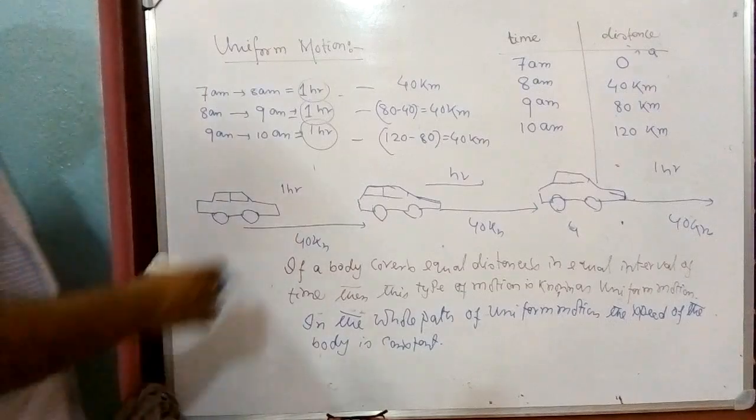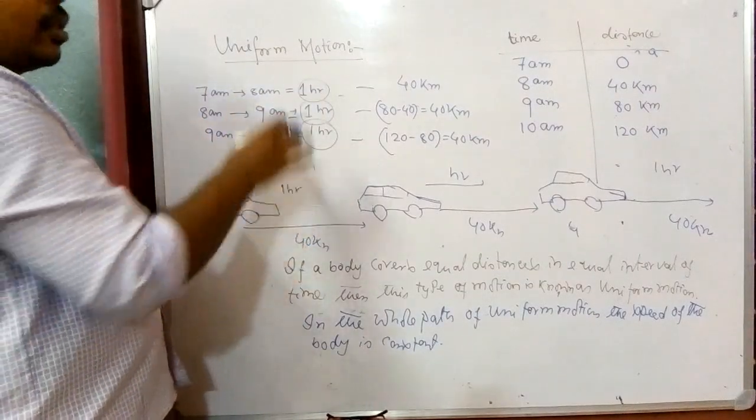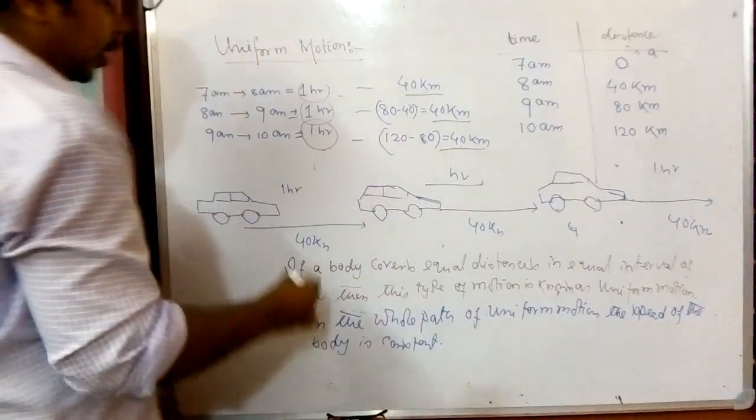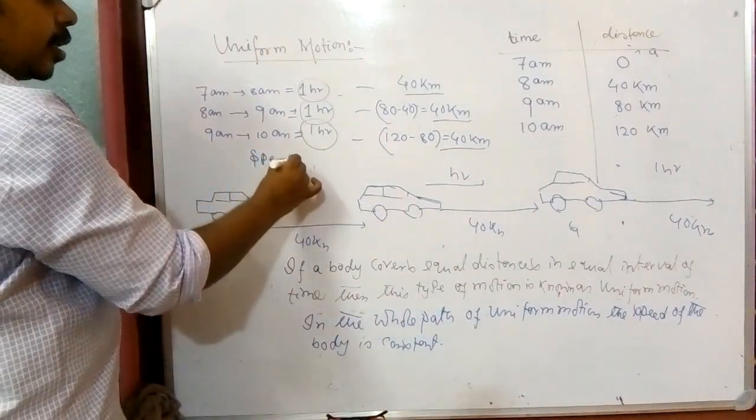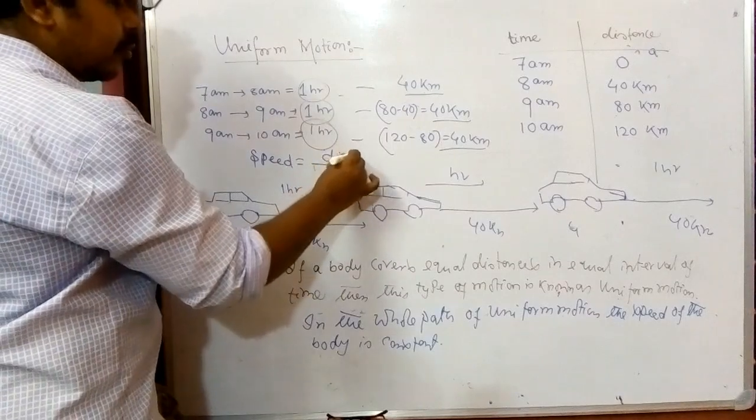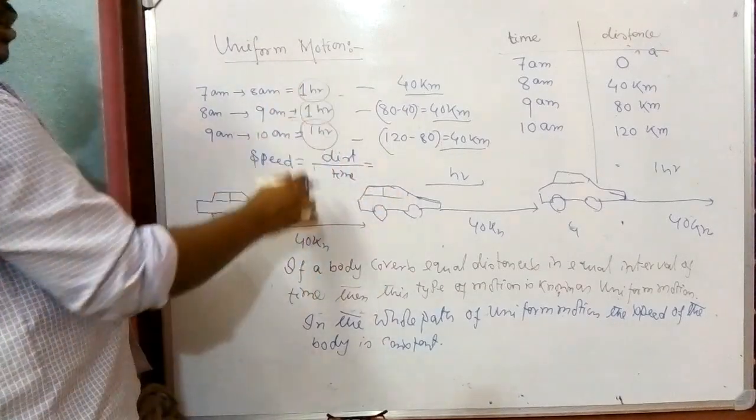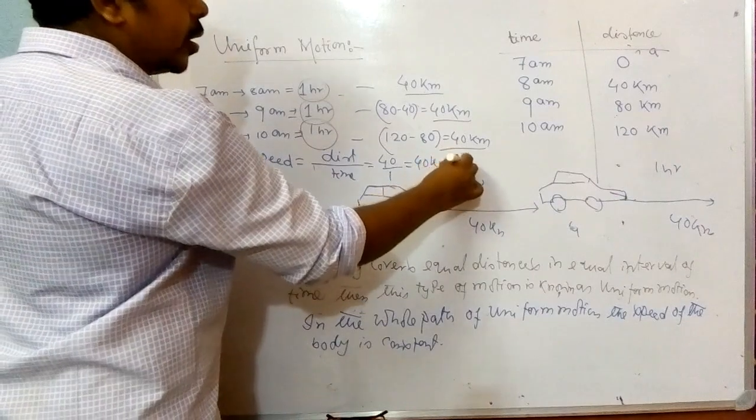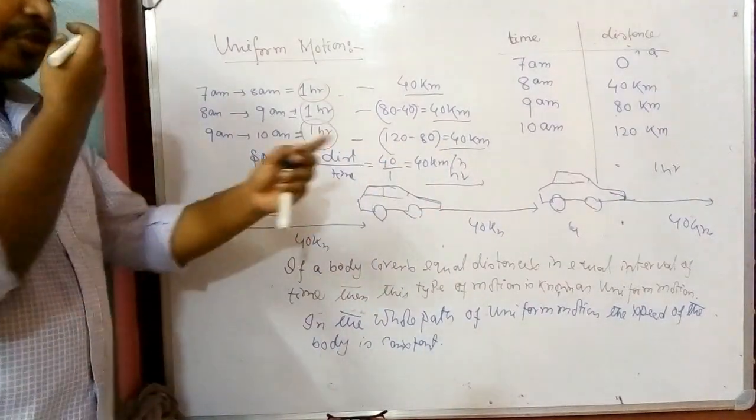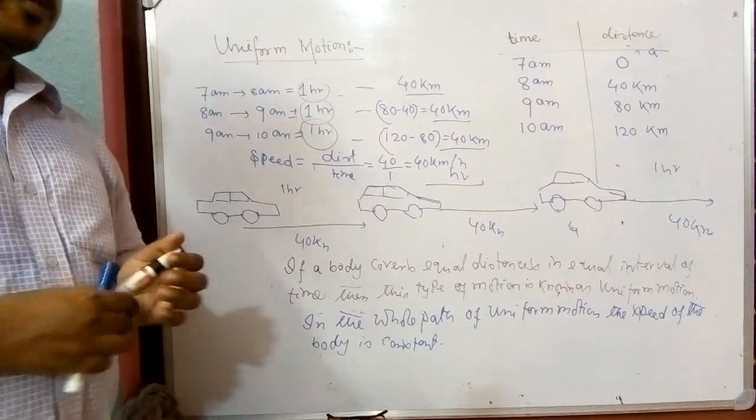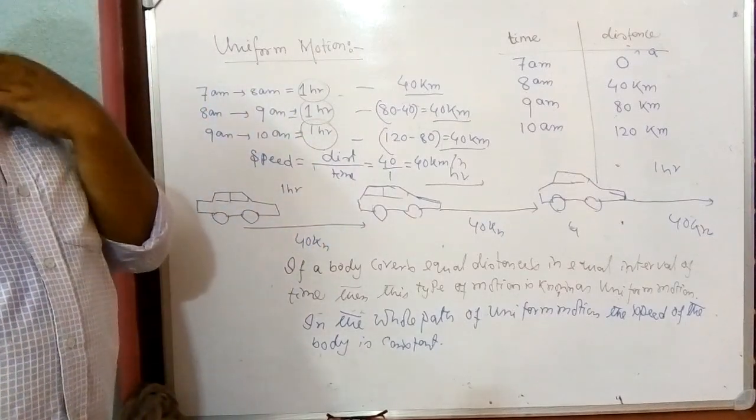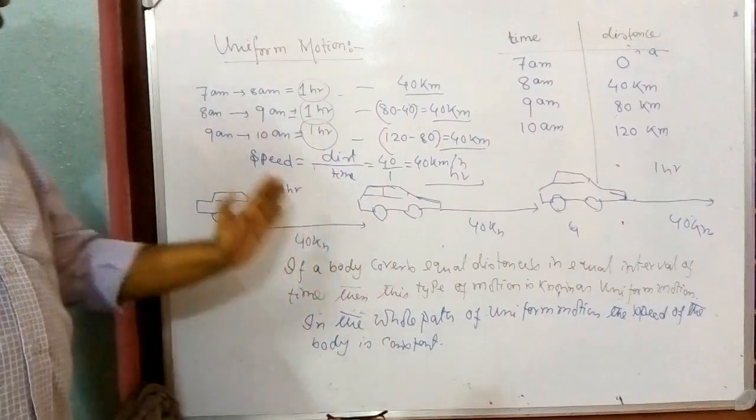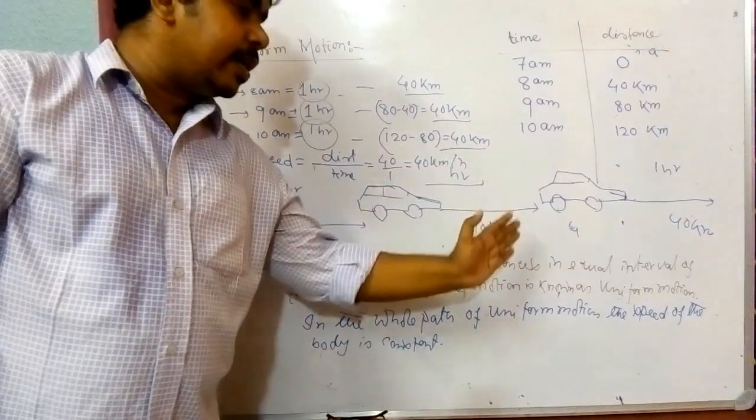Let's see the example here. We have seen every 1 hour the body covers a distance of 40 kilometer. Next 1 hour, 40 kilometer. Next 1 hour, 40 kilometer. So if I want to find the speed here, speed equals what? Distance by time. So what is the distance covered in 1 hour? You will say it's 40 kilometer per 1 hour. So it is 40 kilometer per hour. And in the whole path of this journey, the car will maintain the same speed, that is 40 kilometer per hour. That's why this kind of motion is known as uniform motion, where the body covers equal distances in equal intervals of time.